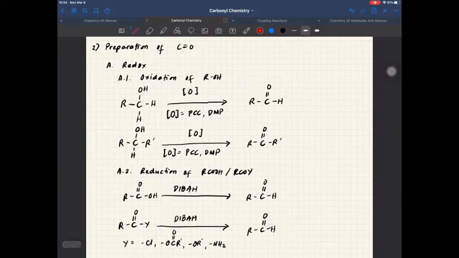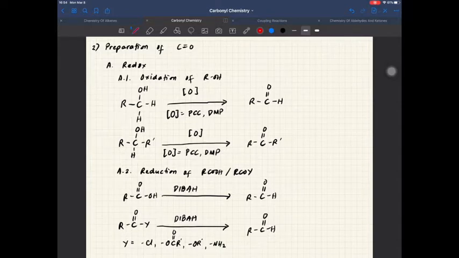Okay, here are the ways to prepare carbonyl molecules. The first one is oxidation of alcohol. In this case, we have to use a weaker oxidizing agent and not potassium permanganate, because if we use potassium permanganate on primary alcohols, we would form carboxylic acids. But in this context, a weaker oxidizing agent such as PCC, pyridinium chlorochromate, and DMP, Dess-Martin periodinane, can convert primary alcohols to aldehydes.